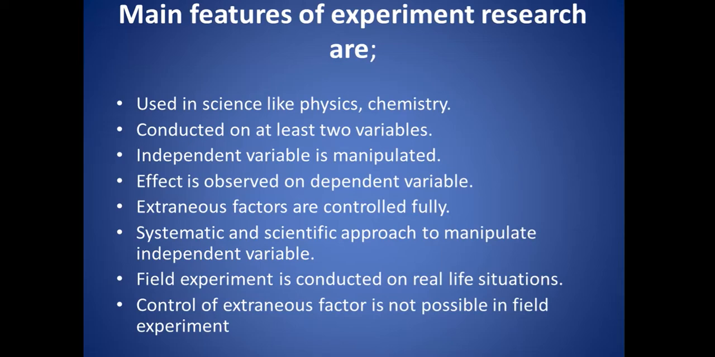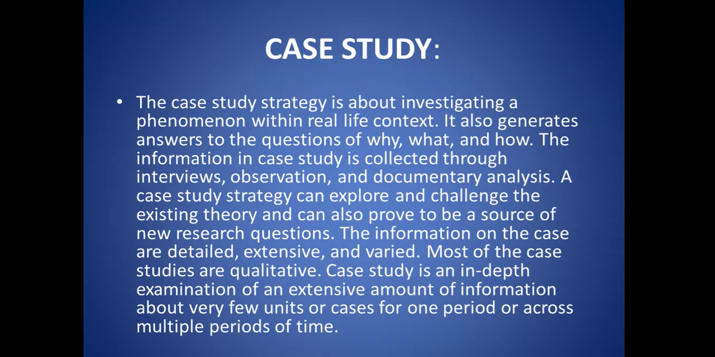So here, control of extraneous factors is not possible in a field experiment. In pure science, it happens because you have a room, you have a lab, you control a lot of extraneous variables. But in social science, it's not only price that affects demand, but there may be other variables, maybe a shortage of supply, maybe competitors' substitute products available. So there may be a large number of factors, which we call extraneous factors, and it's very difficult in social science to control them. Now, the next very important strategy: case study.